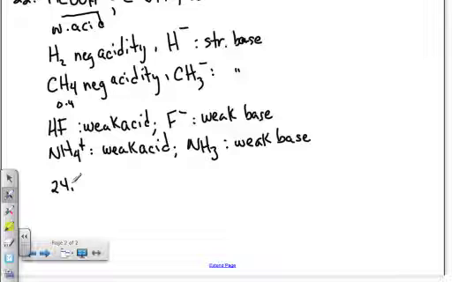So in A, we have HClO3 versus HClO2. You're looking for which is the stronger acid. 3 oxygens versus 2. So the chloric acid is stronger than the chlorous acid.